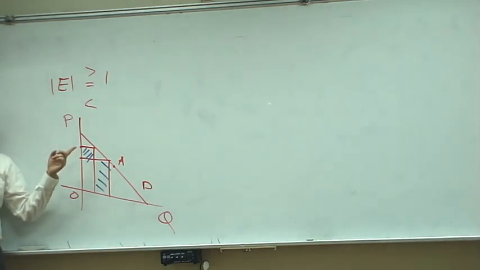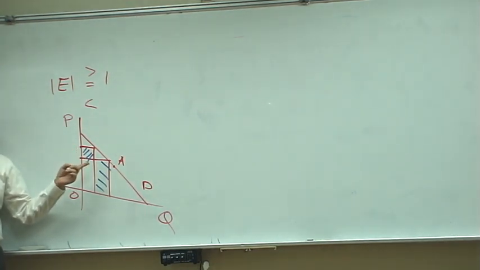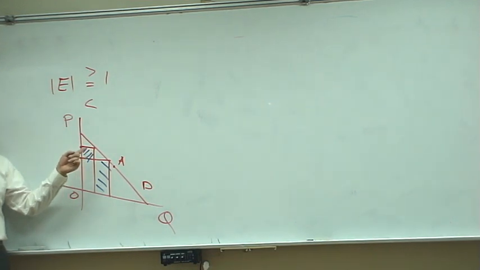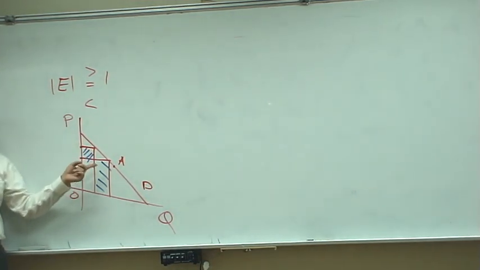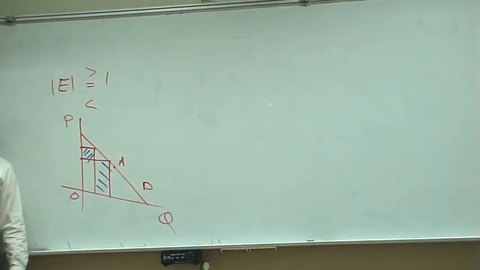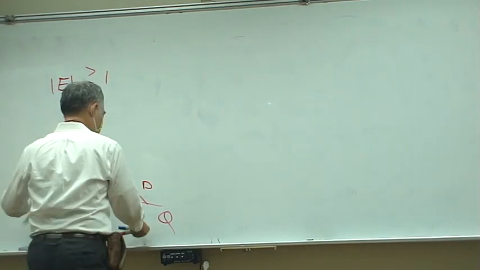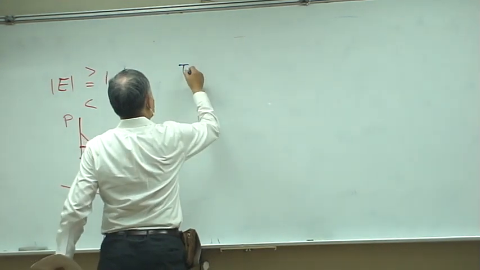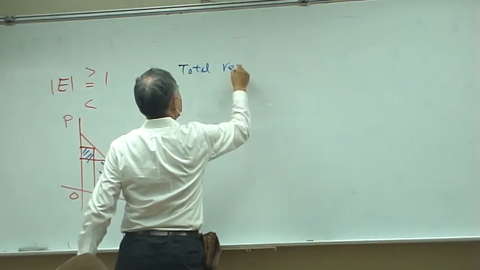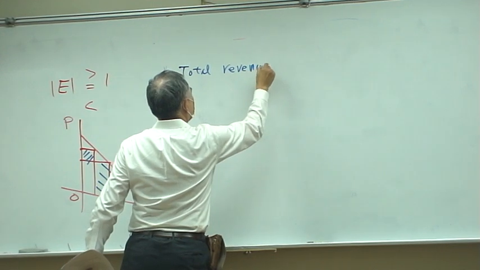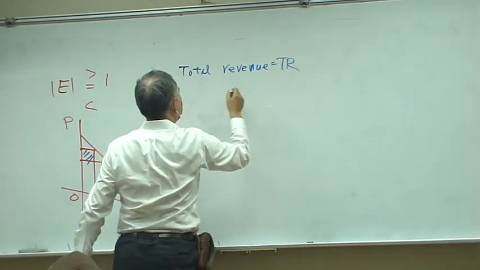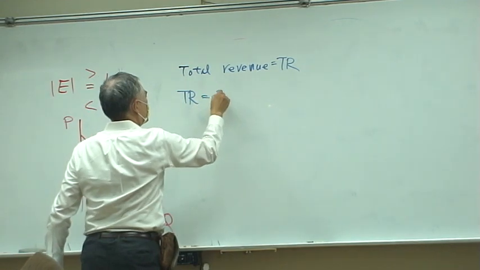So when you look at this chart, when the product has very high price elasticity of demand, and if you decrease the price from here to here, what do you get? Does your revenue increase or decrease? Total revenue. So what is total revenue? Total revenue, we call it TR. And TR is equal to P times Q.